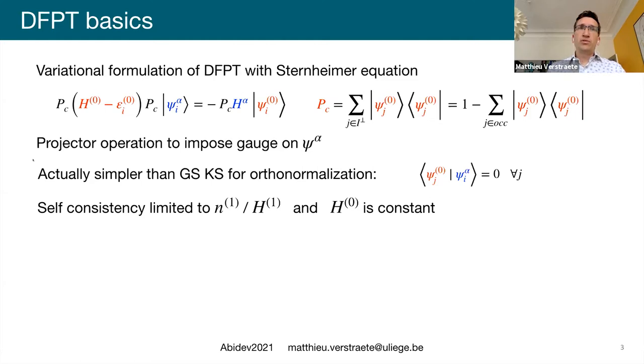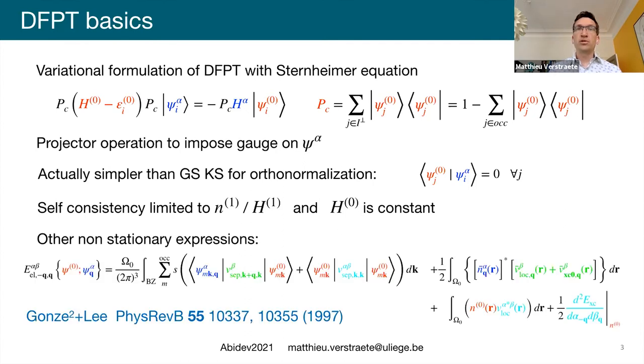This is actually paradoxically a simpler equation numerically to solve than for the ground state, because the orthonormalization is a bit simpler. The orthonormalization of a state psi_i is with respect to the ground state wave functions and not with respect to the other perturbed wave functions, which is an order N^3 operation, whereas this is reducible to like order N^2. And so it's a little bit easier, and this is not a self-consistent quantity anymore. It's something we already calculated. So the self-consistency is limited to these blue things, and H0, psi 0, and so on are constants.